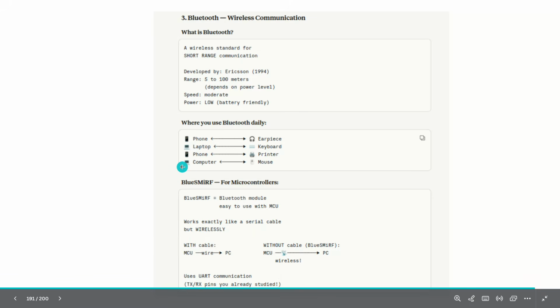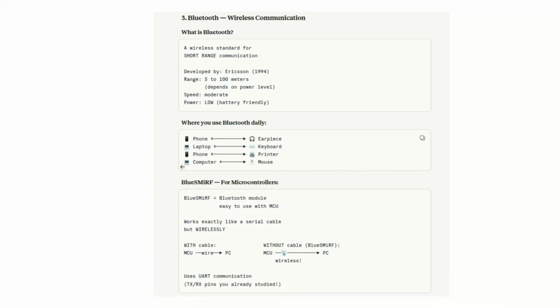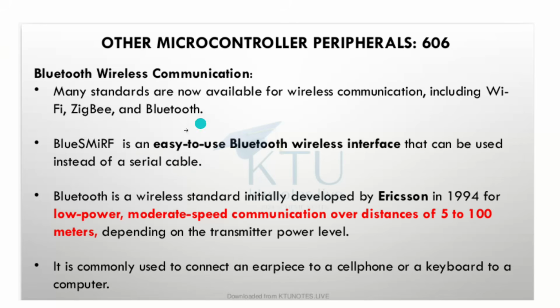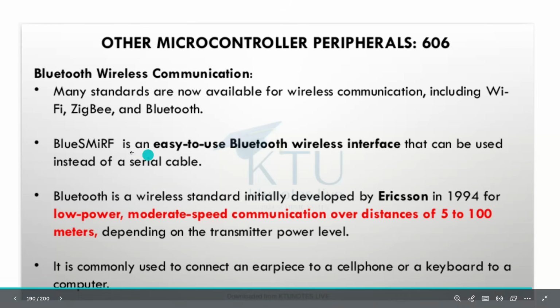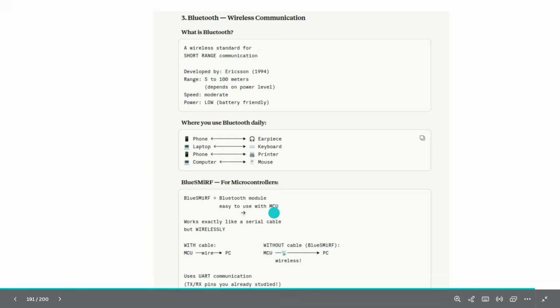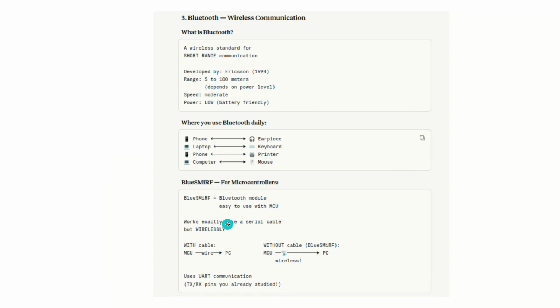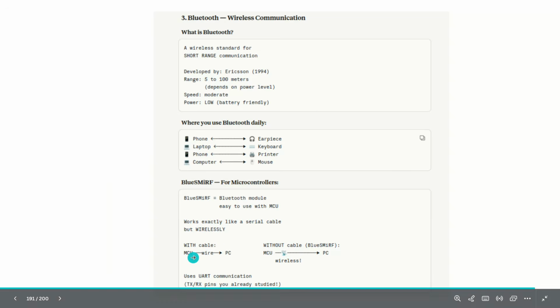So BlueSmurf is a Bluetooth module. It is an easy-to-use Bluetooth wireless cable that can be used instead of our serial cable. If I want a wireless connection between a microcontroller unit and a PC, I use this BlueSmurf. The communication here uses UART, and we have seen that it is a Bluetooth module.